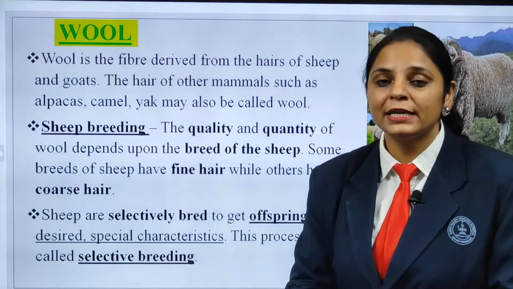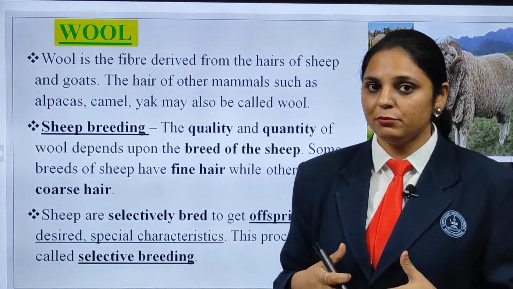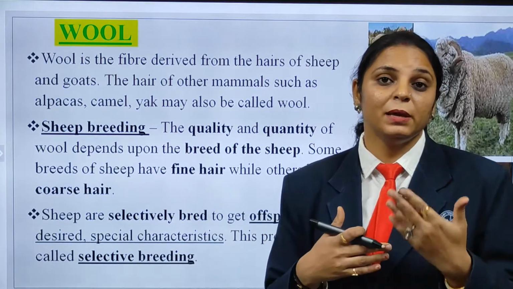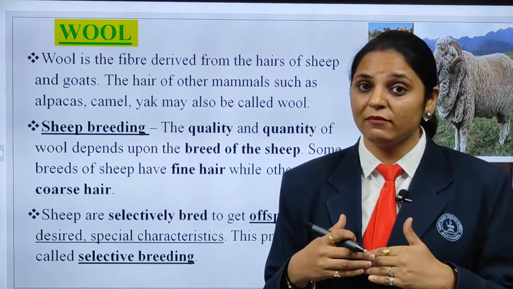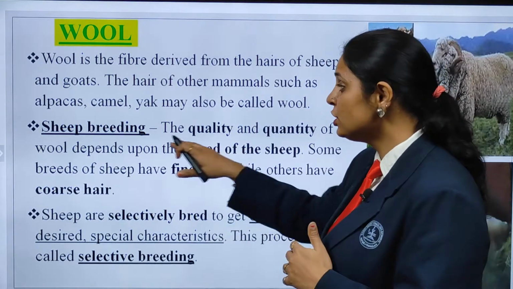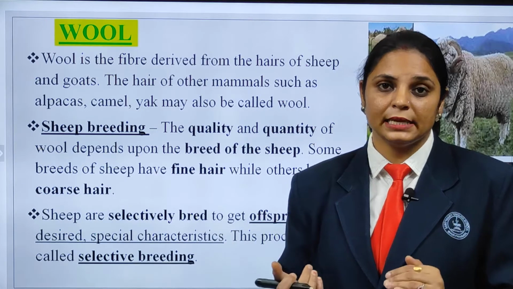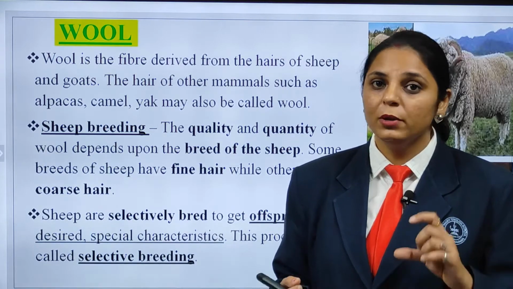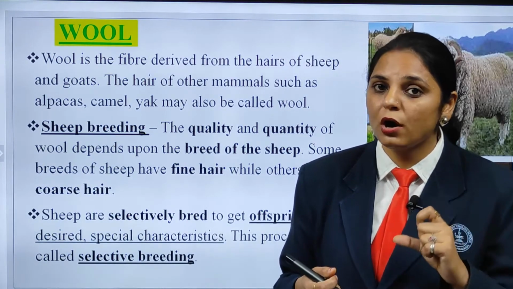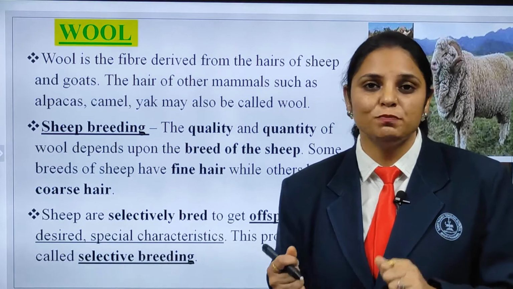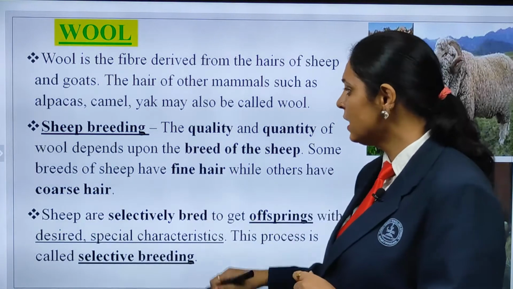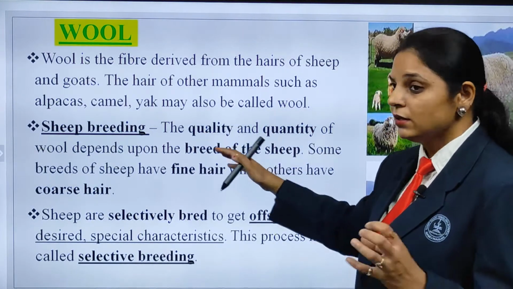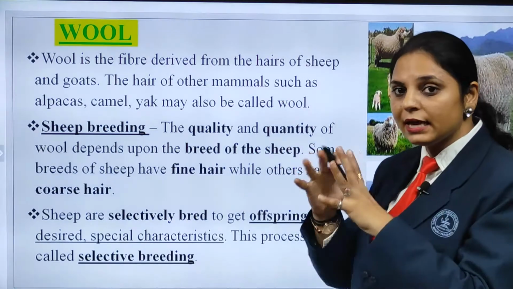If I talk about sheep breeding, say for example, your mother is tall and your father is also tall, then you might also have the characteristic of tallness. In sheep breeding, they select the breeds to get high quality wool, because the threads which are short and curly are much better than the long and thinner ones. Let's see how. The quality and the quantity. Keep in mind that quality is what type of quality it has, and quantity is in bulk.